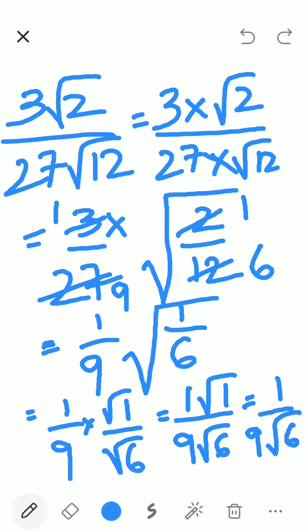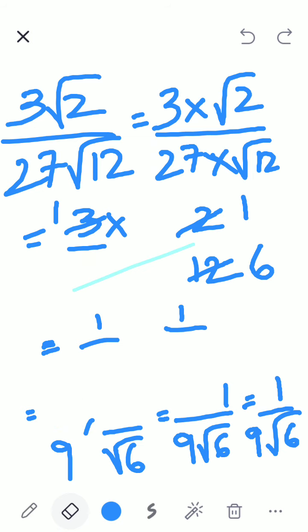Children, in multiplication and division, you can write however you want to get the calculation done.